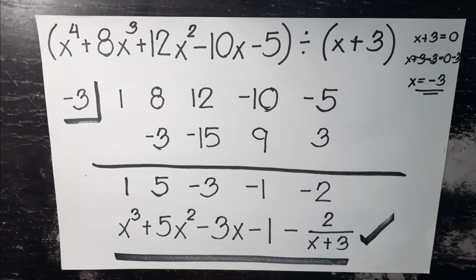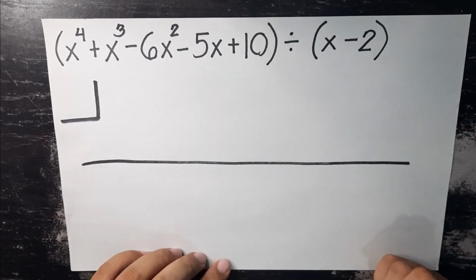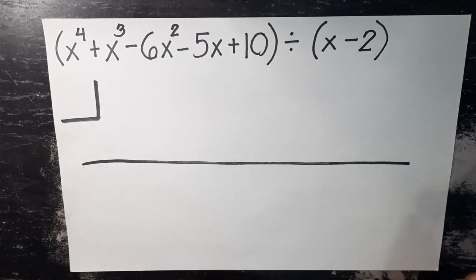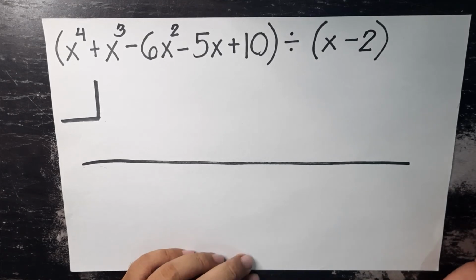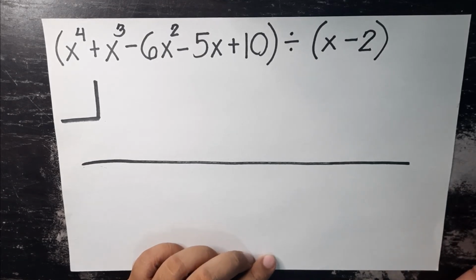Let's proceed to our last example. For our last example, we have x to the fourth plus x cubed minus 6x squared minus 5x plus 10 divided by x minus 2.